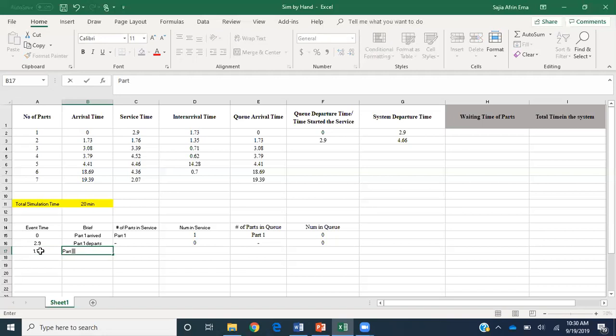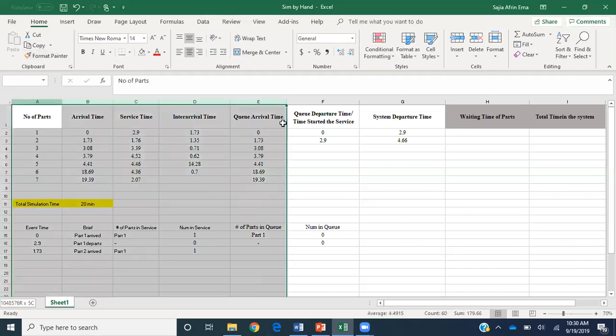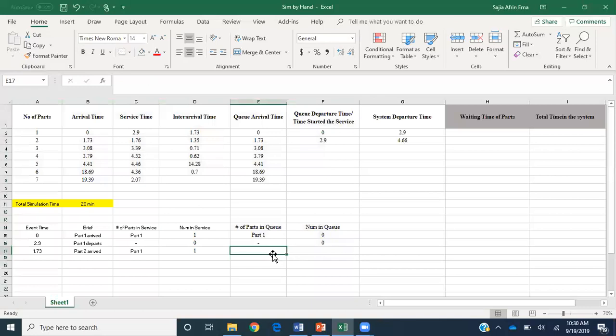Part 2 arrived, or joins the queue. And then number of parts in service, we still have part 1 there. So I'll just write part 1. And number in service is still 1. Okay. Number of parts in queue, part 2. Number in queue is 1.